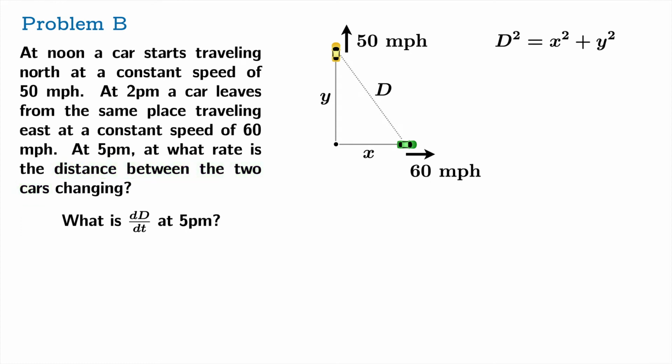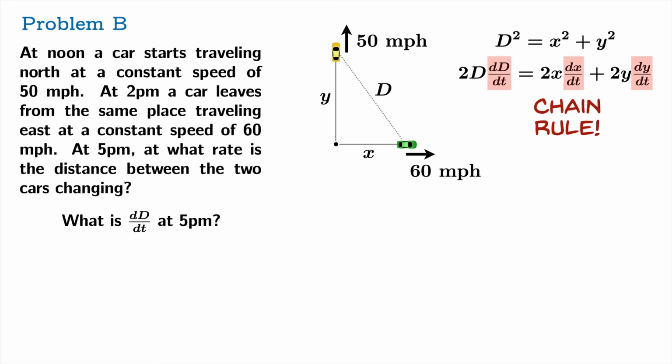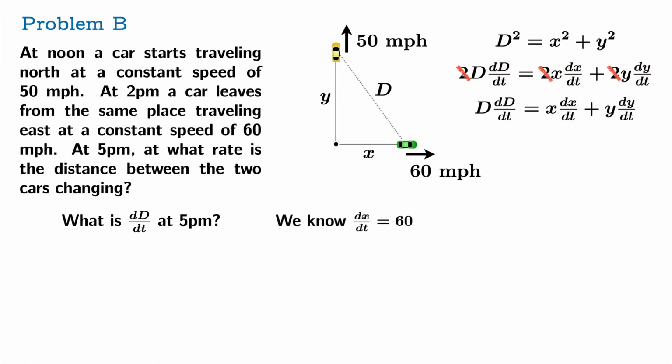So we will go in here and take the derivative implicitly, and notice that the chain rule really shows up 3 times here because D, x, and y are all implicitly functions of t, and that chain rule needs to occur in each of these instances. And now we'll just cancel the 2's. All right, what do we know? We know that the rate of change of x is constant at 60, and the rate of change of y is also constant, it's 50.